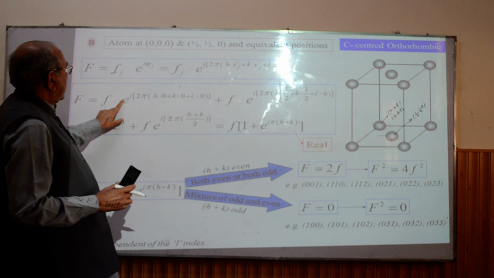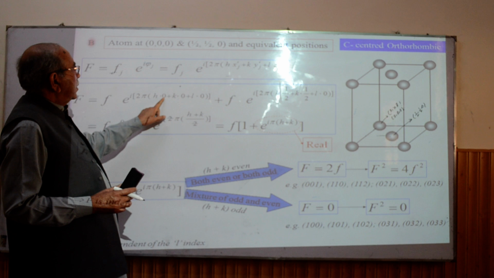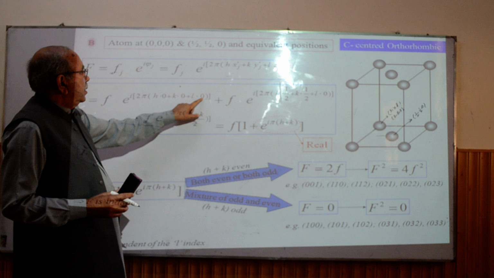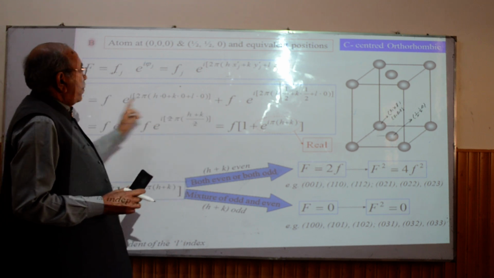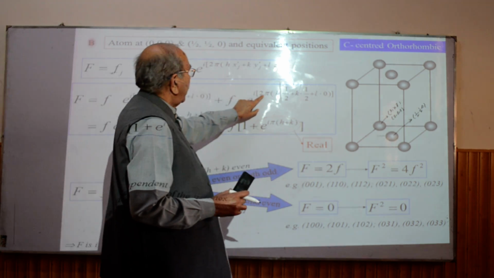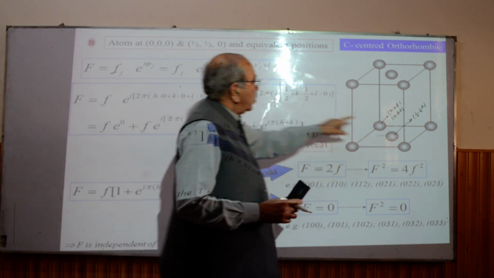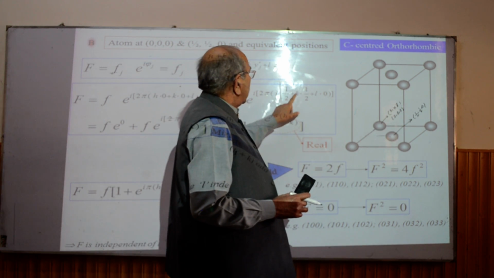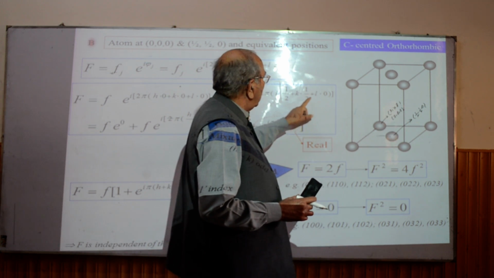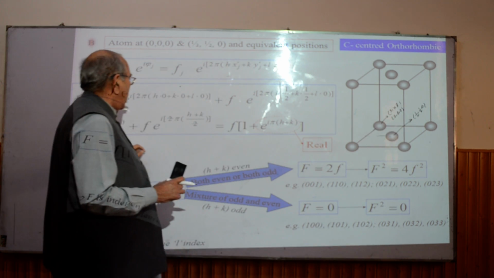Put the value of x, y, and z for the first atom. This is 0, y for the first atom, and then plus, because I am using a sigma, f e raised to the power 2 pi i, h times the first coordinate 1/2, plus k times the y coordinate 1/2, plus l into 0. So I have substituted this value here.